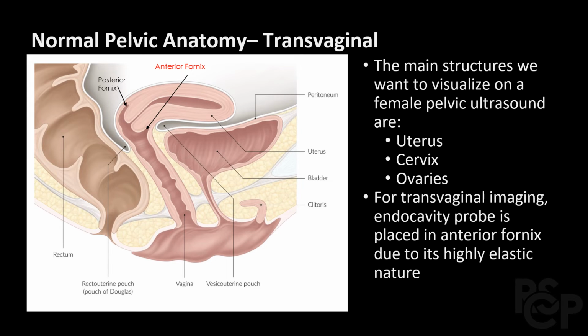The other main structures we want to visualize are the cervix and the ovaries. We want to make sure the cervix is at a certain length, and we want to make sure the ovaries are normal for where the woman is in her menstrual cycle. Please note, the parietal peritoneum drops anterior to the uterus between the uterus and the bladder to form the vesicouterine pouch. It also dips below the uterus and the rectum to form the recto-uterine pouch, which is sometimes referred to as the Douglas's cul-de-sac or the pouch of Douglas. We will be able to see that on the next slide.